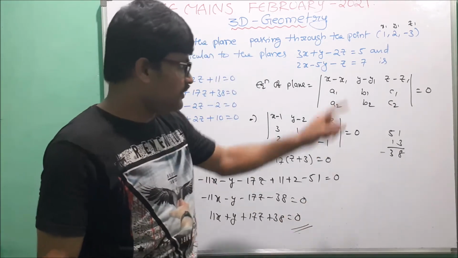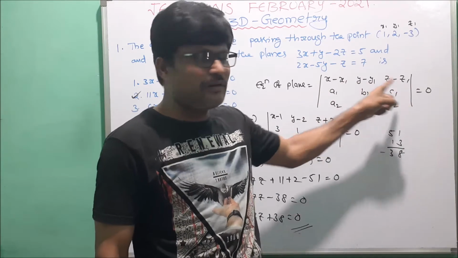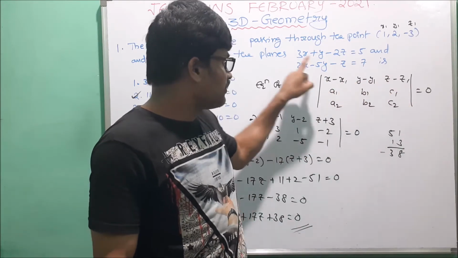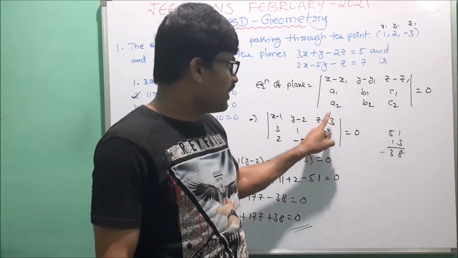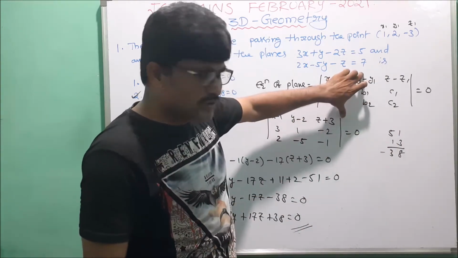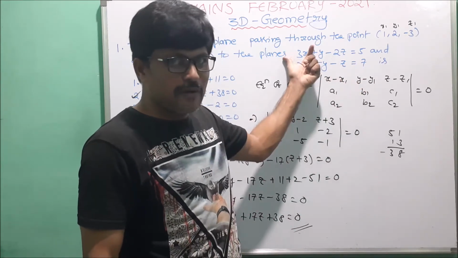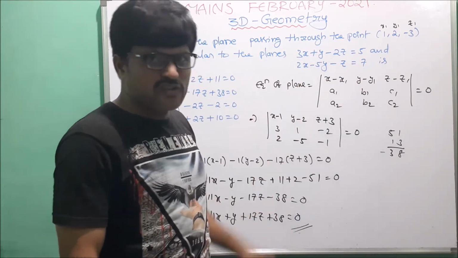Here we observe the direct formula: the determinant of x - x1, y - y1, z - z1, where a1, b1, c1 are the direction ratios of the first plane and a2, b2, c2 are the direction ratios of the second plane. This direct formula is very important and is given many times in this type of problem. Write down this solution.